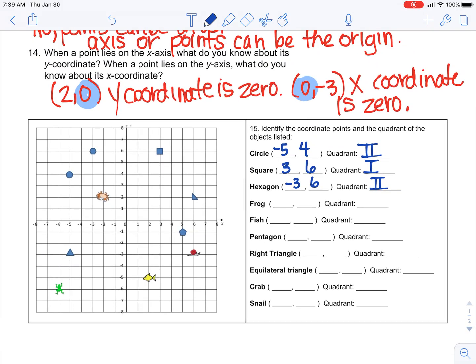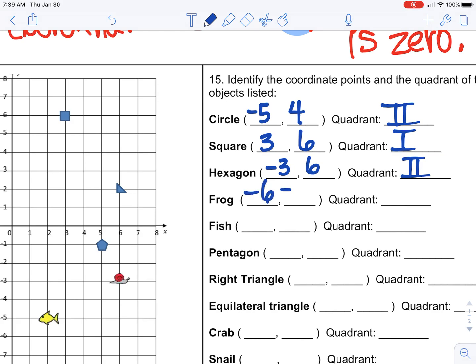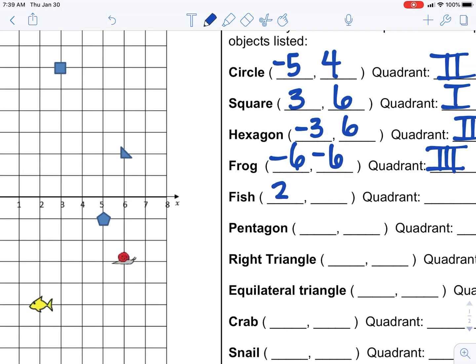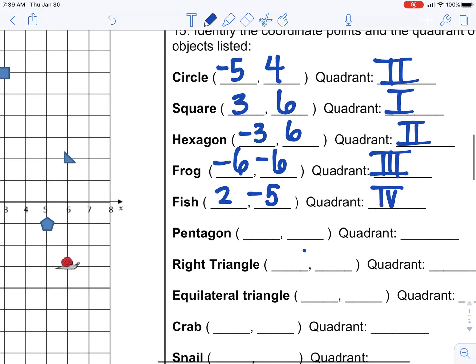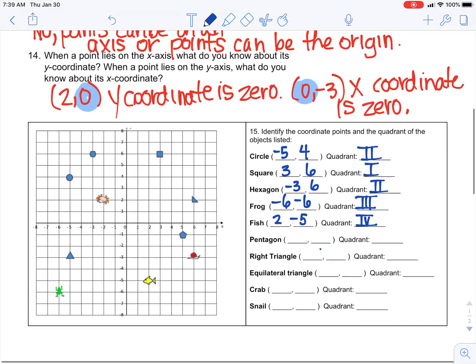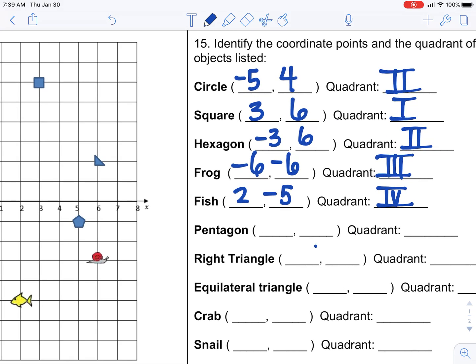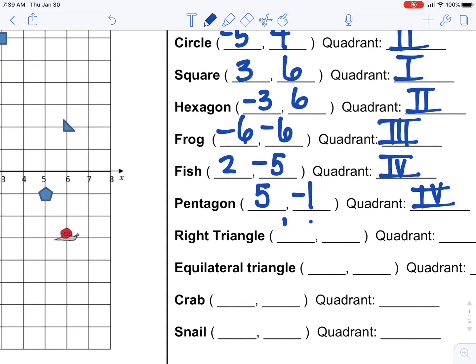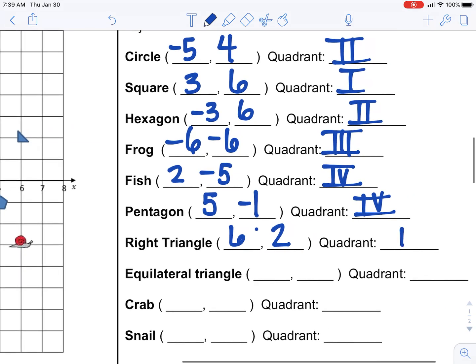The frog is located at point -6, -6, and that is quadrant 3. The fish is located at point 2, -5, and that is quadrant 4. Make sure you write the Roman numeral 4, I, then V. The pentagon, the 5-sided shape, is located at point 5, -1. That is also quadrant 4. The right triangle is located at point 6, 2, and that is in quadrant 1.